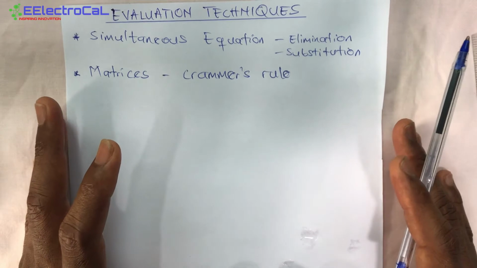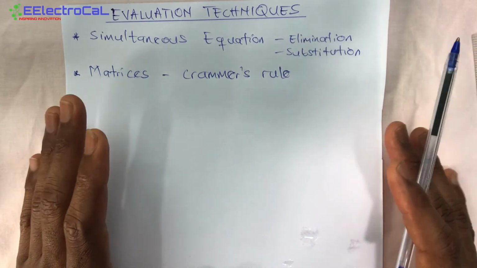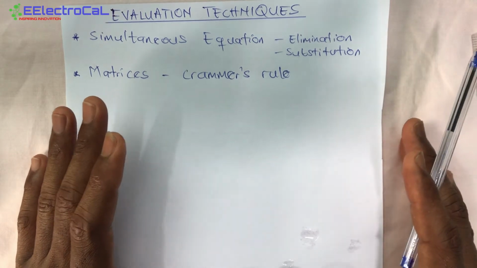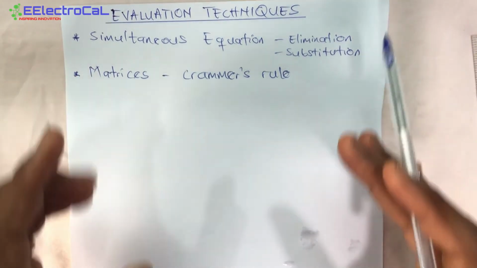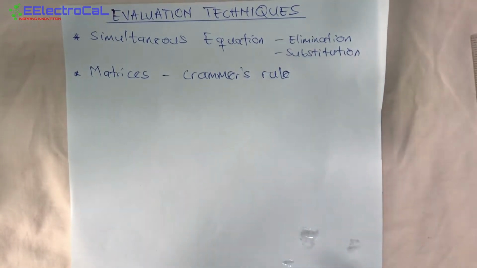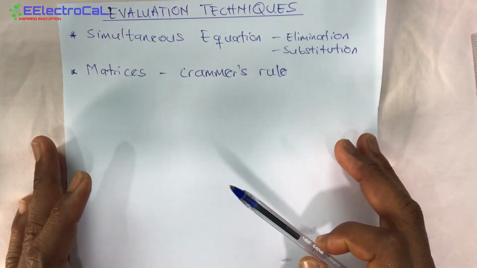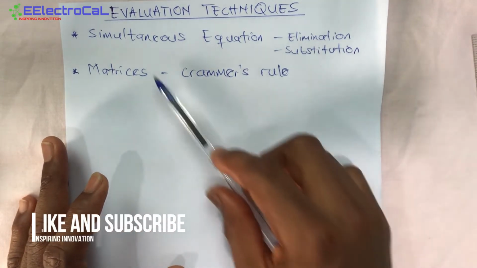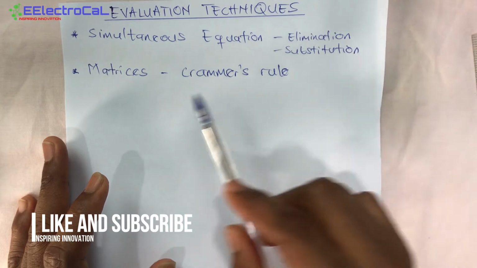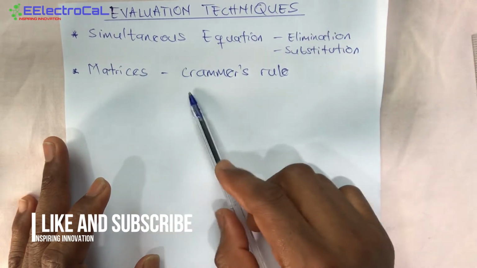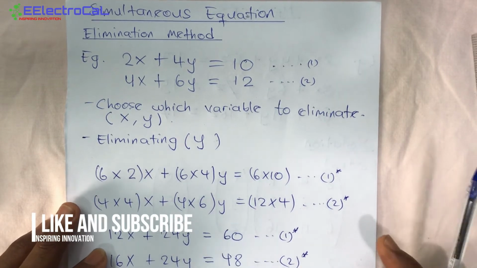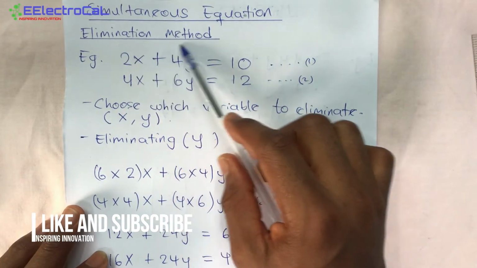So for instance, we have a voltage equation and you want to find a particular voltage in the equation, or you have one or more equations from two or more loops. Now the technique we are going to look at is simultaneous equations. We'll be looking at the elimination and substitution methods, and also matrices, and we'll be looking at Cramer's rule. So with simultaneous equations, we'll start with the elimination method.